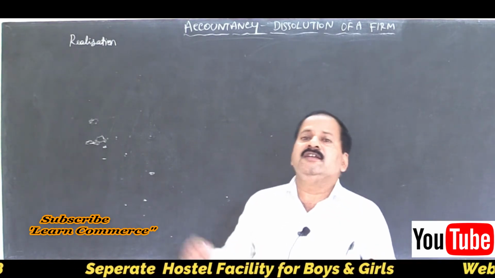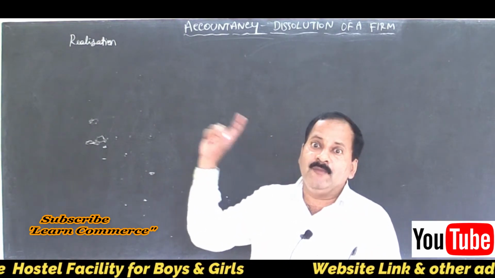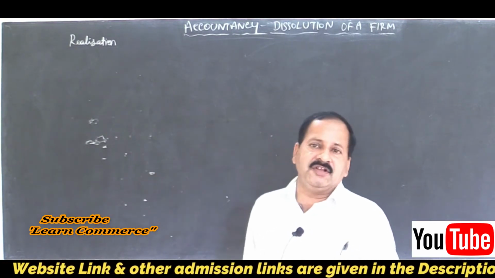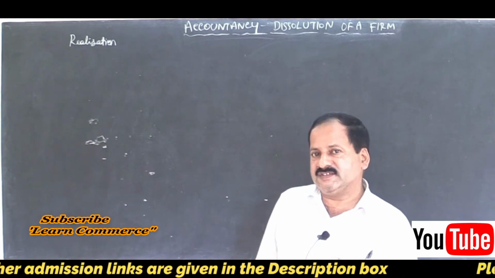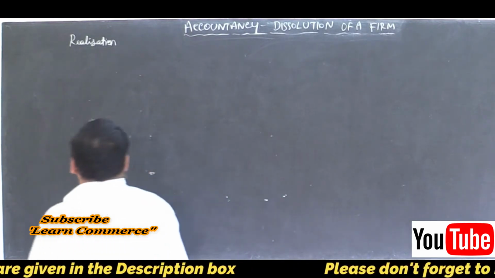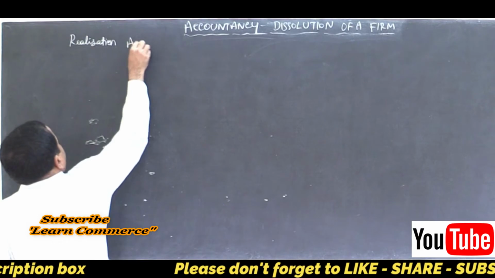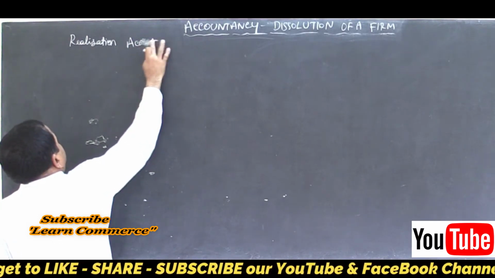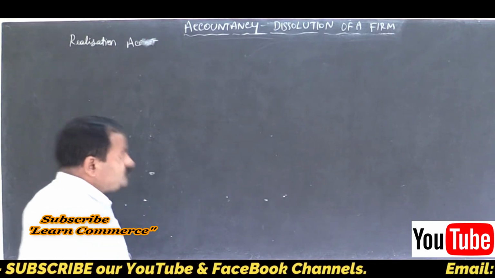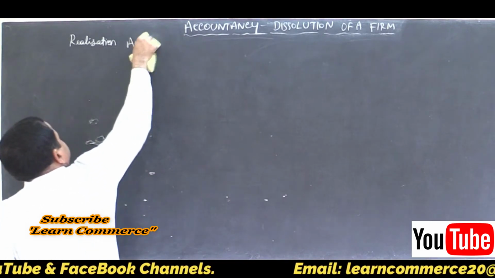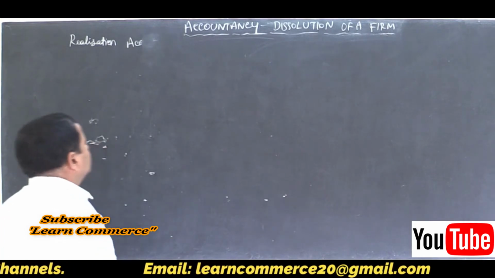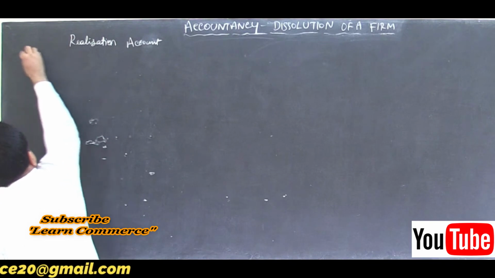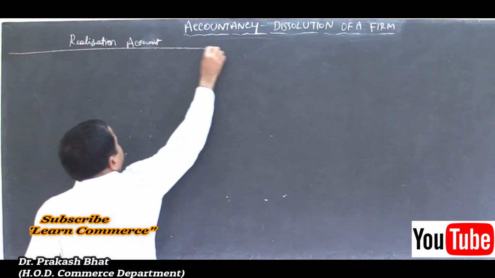So in the same way, there must be a name for the account. So write the heading first, then draw the columns. Otherwise, you will forget in the board exam. Remember. Realization account. Draw the columns.